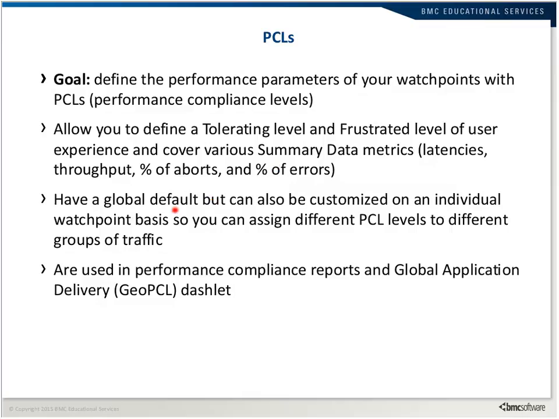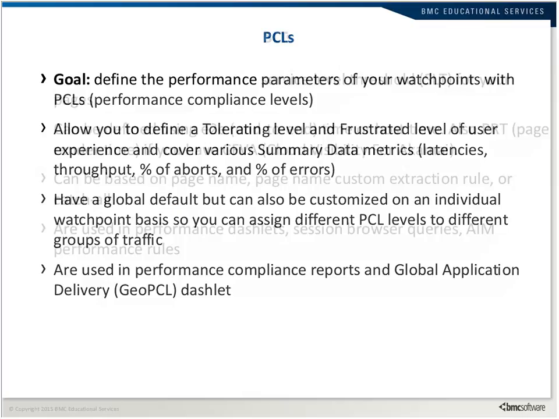Okay, so the main place that shows up is our map of the world GeoPCL dashlet. So you can see, is it green? Is it yellow? Is it red? Or we can run some performance compliance graphs to know, in terms of all our traffic, are more people happy than sad or whatever? We can do that too, okay?